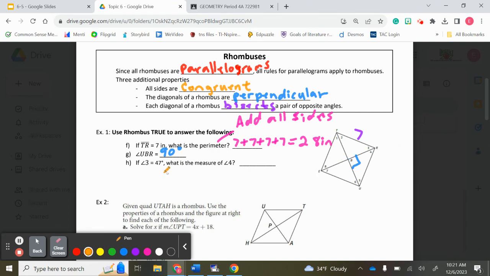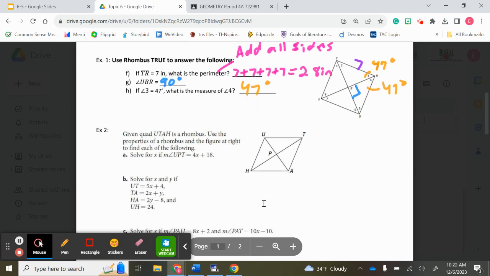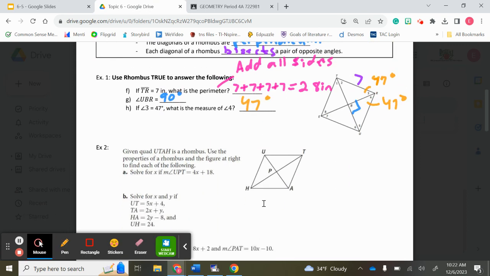Now it's saying if angle 3 is equal to 47, so this one right here is 47 degrees, what is the measure of angle 4? Remember, we just talked about how these diagonals bisect these angles. So if this is 47, angle 4 also has to be 47. Questions on that? Questions on any of this so far? Anybody still writing before I move up?